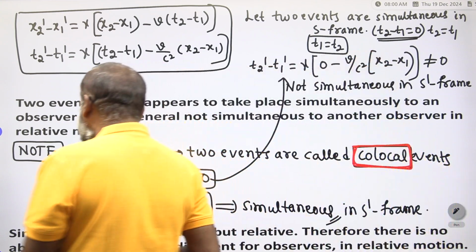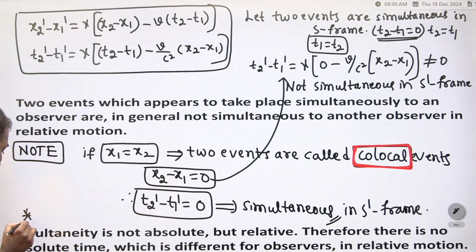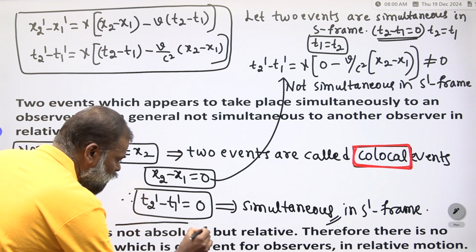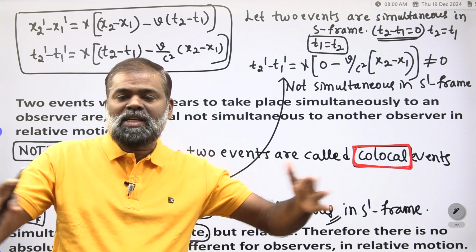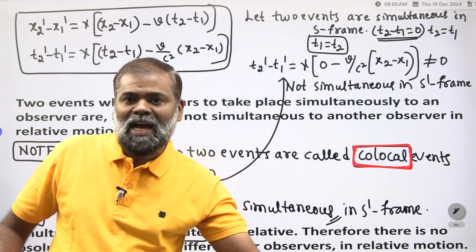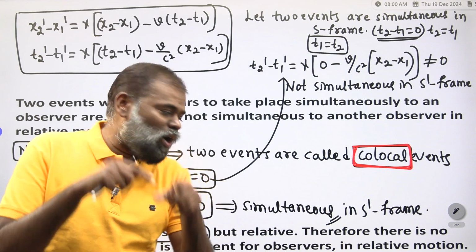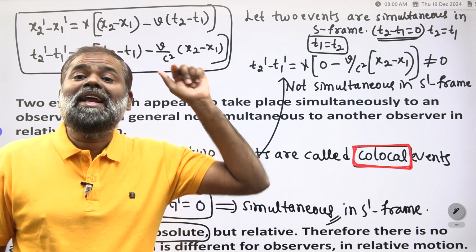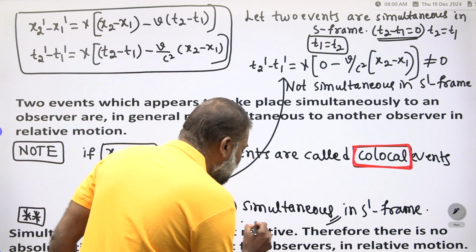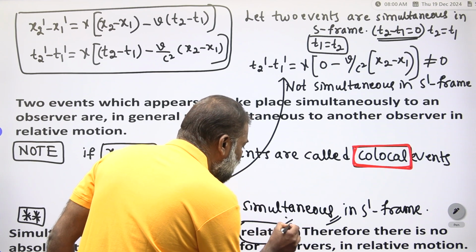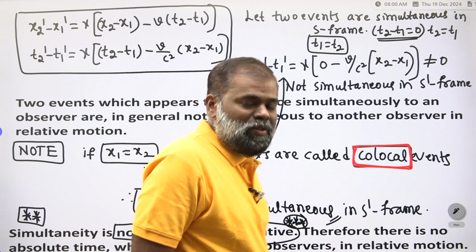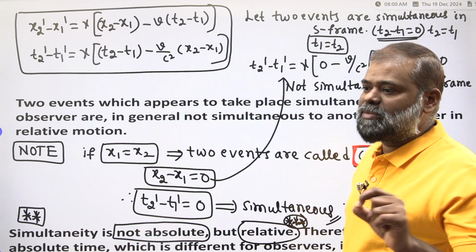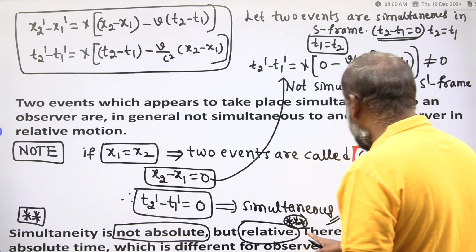This is the conclusion we have to write, and it is a very, very important statement. Simultaneity is not absolute, which means it is not the same in the S frame and the S dash frame. Simultaneity is not absolute but relative. Simultaneity is relative with respect to the other frame, right?